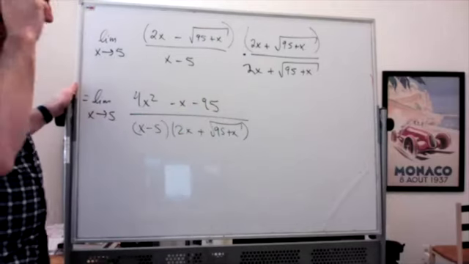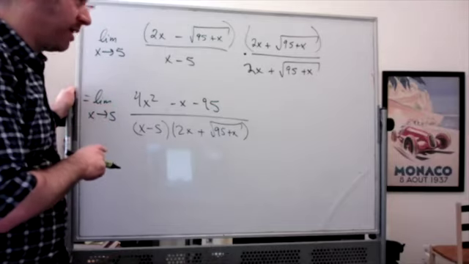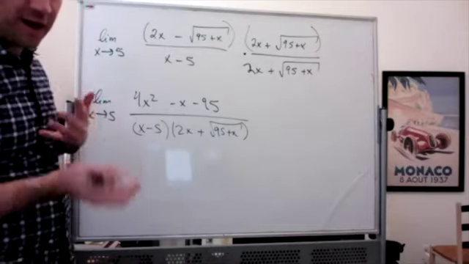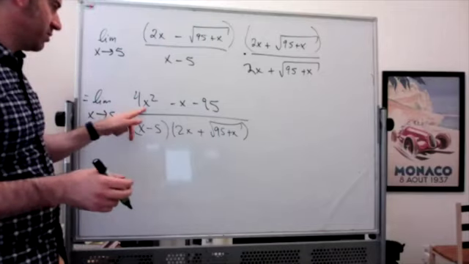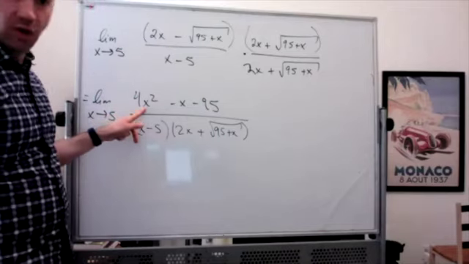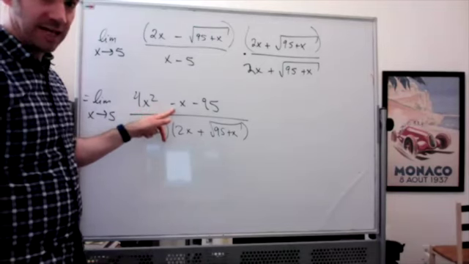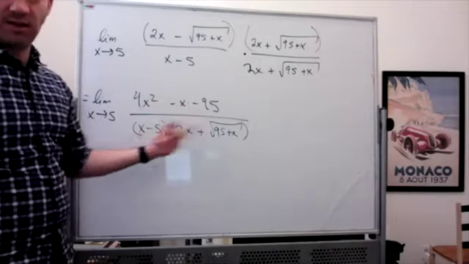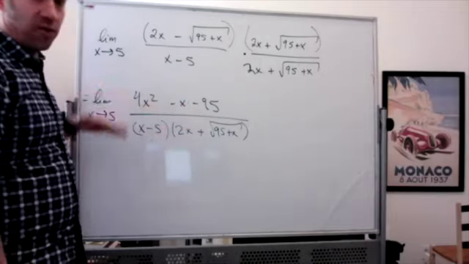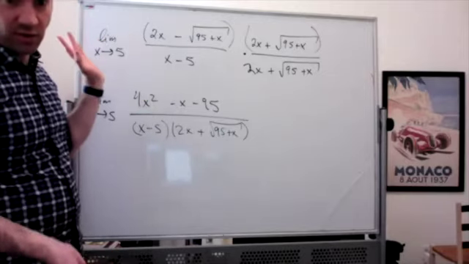And here's the thing. I don't know how this factors, but I'm pretty sure it's supposed to factor. Because I know if I plug in 5, I get 0. Let's double check. If I plug in 5, I get 4 times 25, which is 100. Minus 5 is 95. Minus 95 is 0. If I plug in 5 in the bottom, I get 0 times, it doesn't matter. So I still have a 0 over 0 type, right? If I haven't canceled anything yet, I haven't changed from being a 0 over 0 yet.